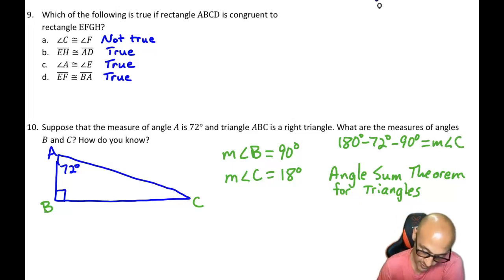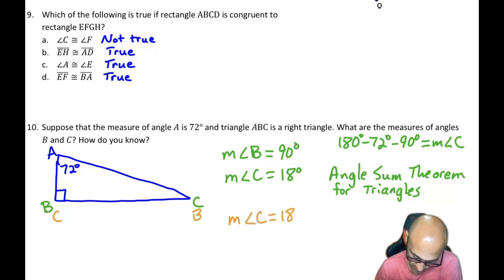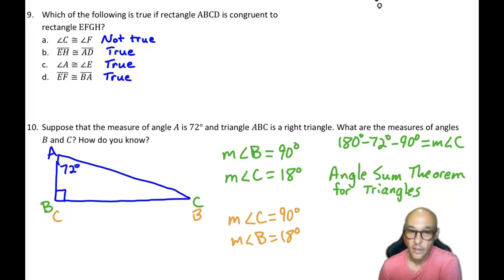Now that's one possibility. The other possibility is that this is angle C and this is angle B. And in that case, the measure of angle C is equal to 90 degrees, it's the right angle. And the measure of angle B is equal to 18 degrees for the same reason.